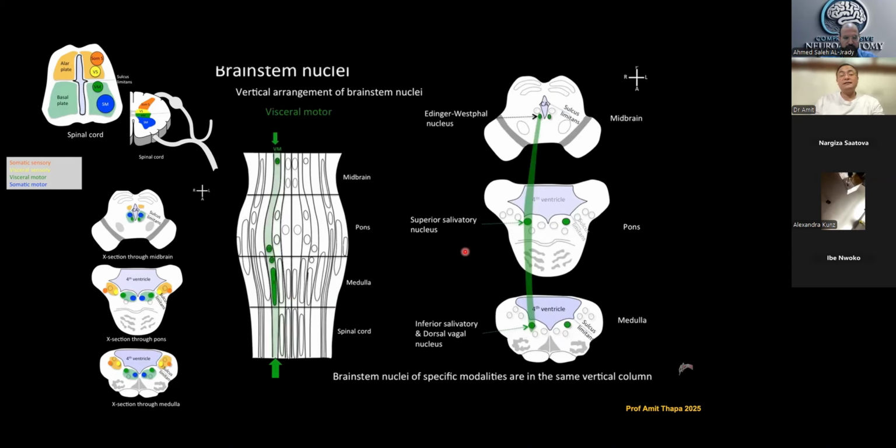So the Edinger-Westphal nucleus lies in the midbrain, which is now lateral to the branchial motor nuclei, followed by the superior salivatory nucleus, which actually innervates the parotid and the lacrimal glands, found in the pons, and the inferior salivatory and dorsal vagal nuclei are there in the medulla. Now, the inferior salivatory nuclei, as you know, innervate the sublingual and the submandibular glands, and the dorsal vagal nucleus is a major outflow for the vagus nerve and actually helps with the autonomic functioning of our gut.